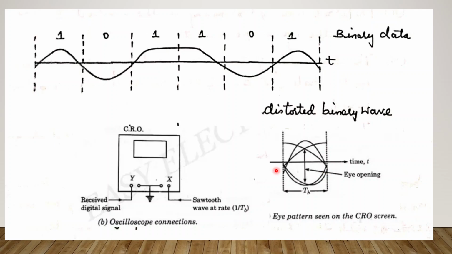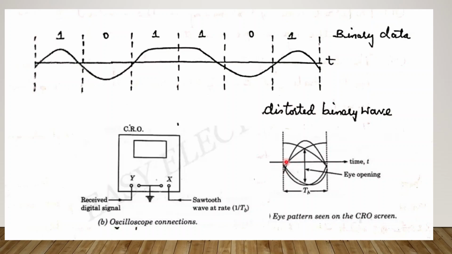That's why this pattern is called an eye diagram or eye pattern. Now, this interior area is called the eye opening, and it has a width of Tb, the pulse duration. It resembles a human eye.